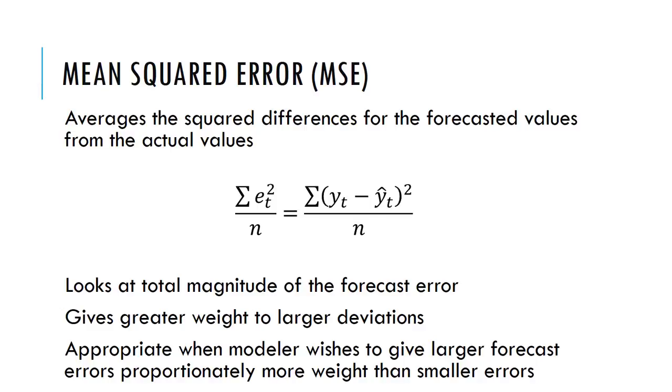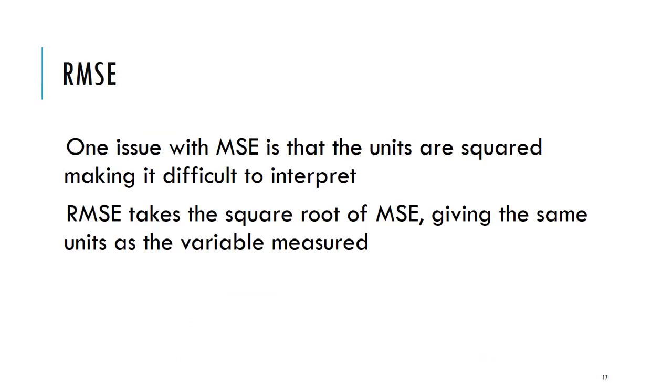Now the problem with this metric is that the resulting units will be whatever we measured Y in, squared. So if it's sales, it would be sales squared. That's kind of hard to interpret. So to get around this, the last metric is the root mean squared error. This takes the positive square root of the MSE and it gets us back into the same units as the variable measured. So this is often a good measure to use as well, and one that many people do use.